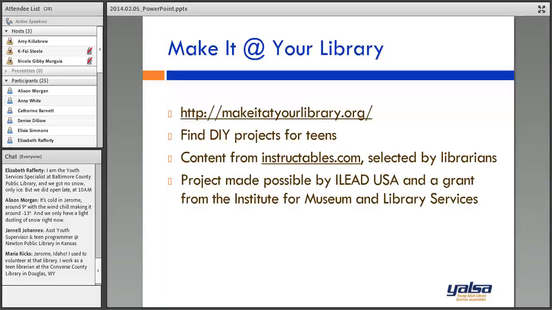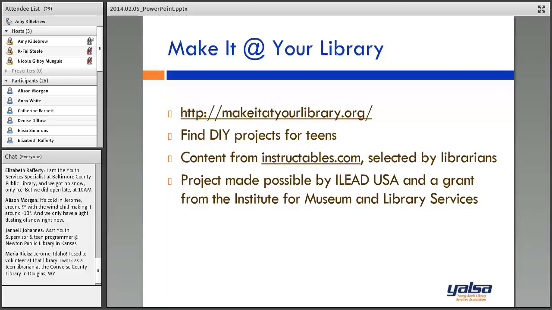So my team, there were 5 of us on the team. We ended up partnering with Instructables.com to create our site. And for those of you who may be unfamiliar with Instructables, it is a crowdsourced DIY maker website that has over 100,000 projects on it. And we're using a small subset of those, sort of the best of the best.